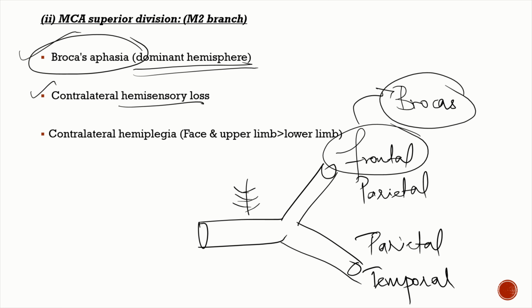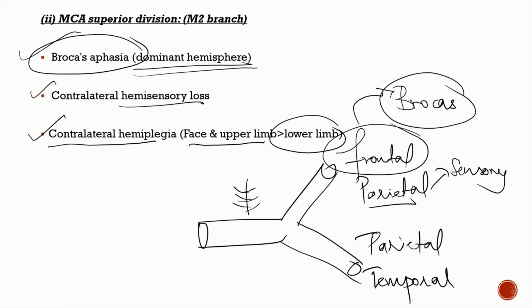Contralateral hemisensory loss. Why so? Because the superior division also supplies the parietal lobe. So here the sensory cortex is going to get involved. So you're going to have contralateral hemisensory loss or hemianesthesia. Contralateral hemiplegia. But the face and the upper limb are going to be more involved than the lower limb.